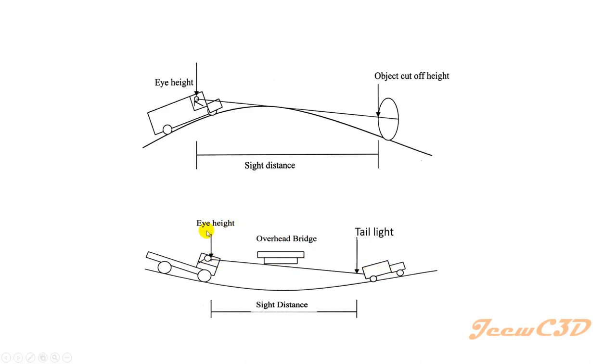Then imagine this is a nighttime situation. The driver will see the tail light of the preceding vehicle. This driver is coming from here and another vehicle is going here, so this driver will see the dark red tail light of the preceding vehicle. The height of the tail light will affect the sight distance, because if it is at a high position, this driver will see it early. But if it is at a lower position, sometimes he may not see it. So those are the factors affecting the sight distance.